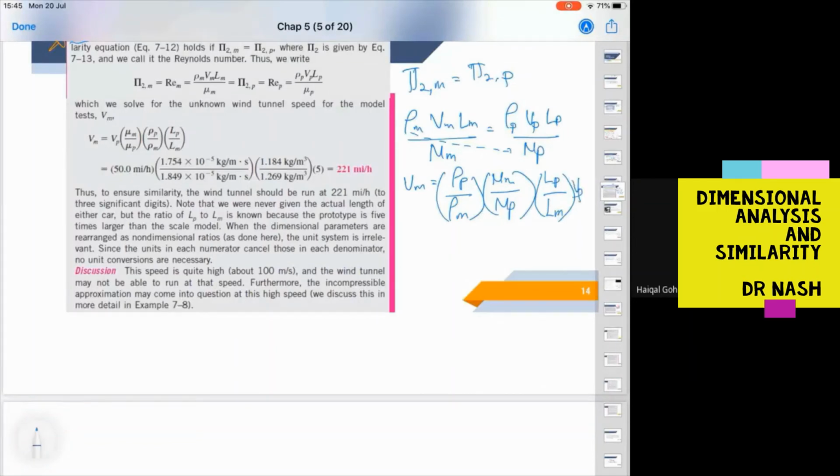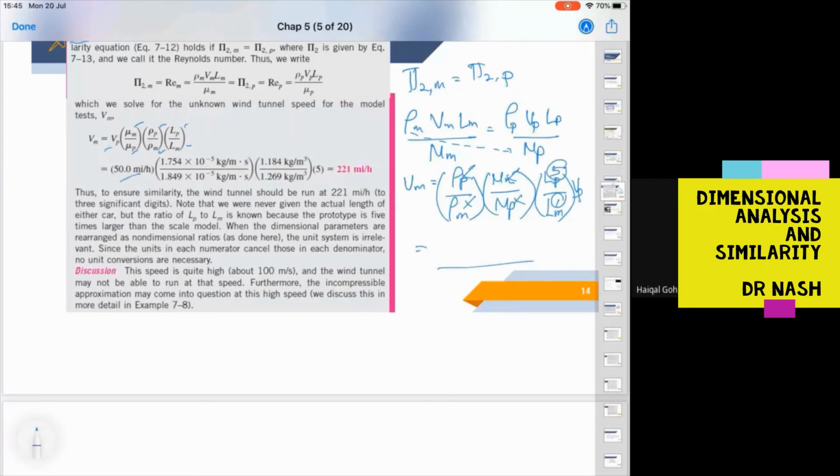Quite straightforward. You just put every value here. And then LP dengan LM. And LP adalah 5. LM adalah 1. Kan, that's why kita dapat value ni lah. Nu P, rho untuk prototype model, and include everything, then you can get the value. Okay, so similar here. And then VP, so 50 miles per hour.